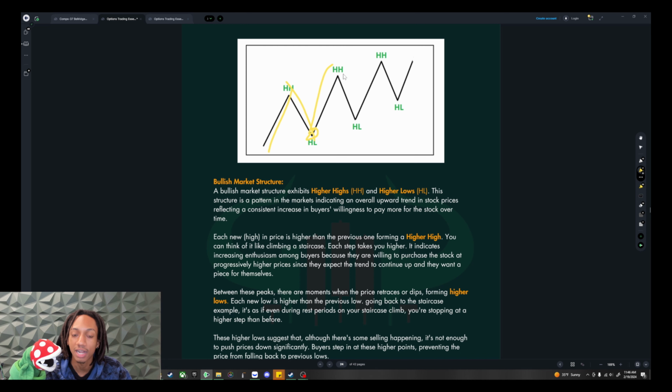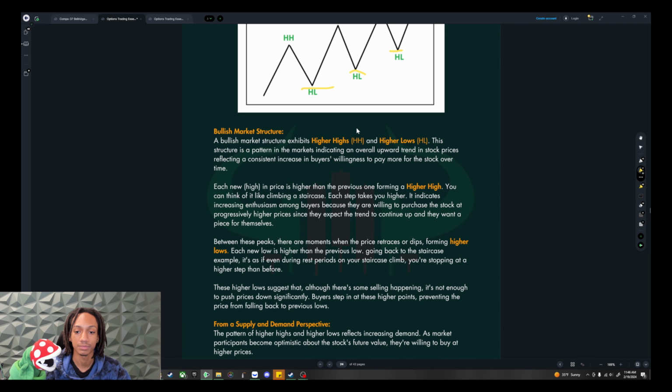So it's a higher high. It's higher than the previous high, right? And then this low is higher than the previous low. And this low is higher than the previous low. And this high is higher than the previous high. So that's bullish market structure.